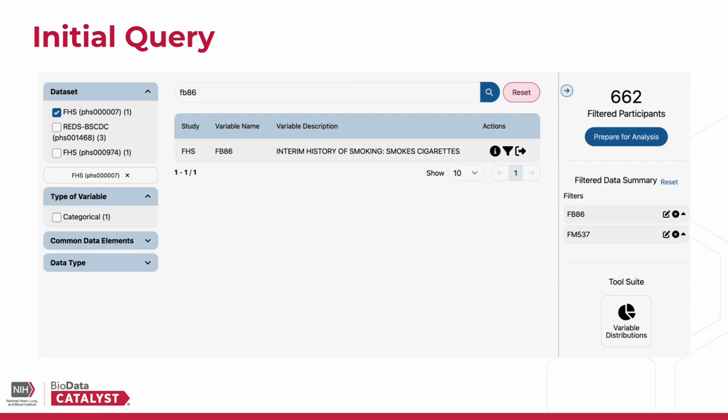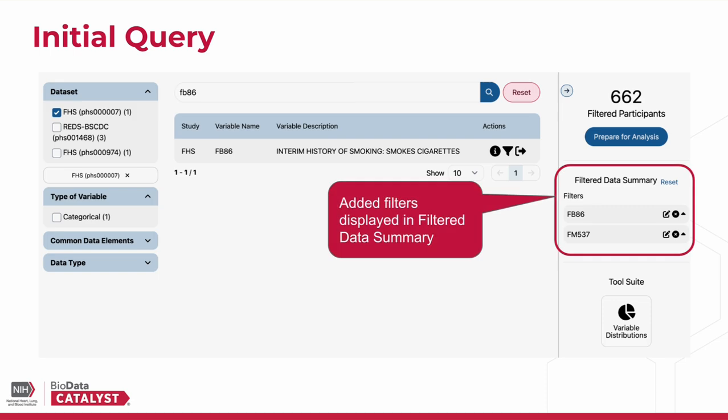To use the Variable Distributions tool, there needs to be at least one filter applied to the query. As we can see, we have built a query using two variable filters. The first variable filter is on the variable FM537 body mass index, to include participants with any value greater than 25 and less than 37. The other variable filter is on FB86, interim history of smoking, smokes cigarettes, to include participants with any value for this variable. For more information about searching for variables and adding variable filters, please consult the other videos in the BioData Catalyst powered by PIC-SURE YouTube playlist.